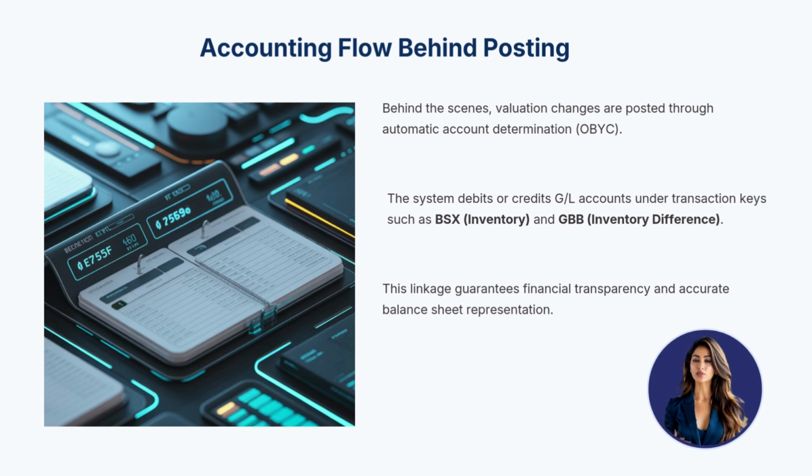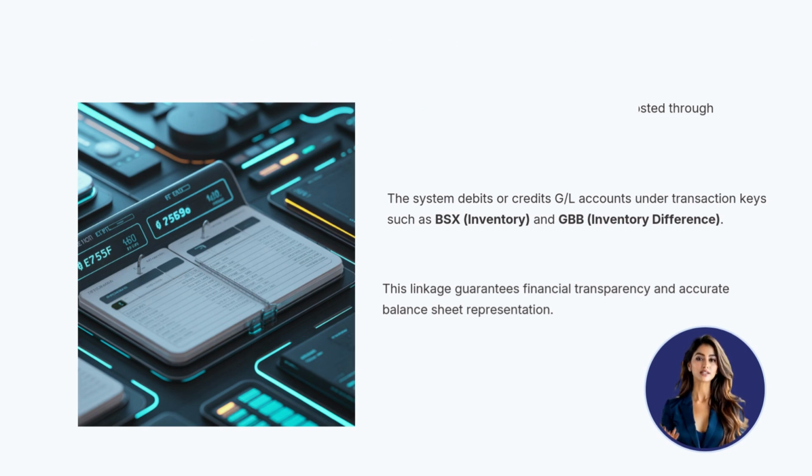Accounting flow behind posting. Behind the interface, valuation changes are handled through automatic account determination. The system posts to transaction keys such as BSX for inventory accounts and GBB for inventory difference accounts. Debits or credits are posted depending on whether stock increased or decreased. This ensures every adjustment is reflected in your financial statements.